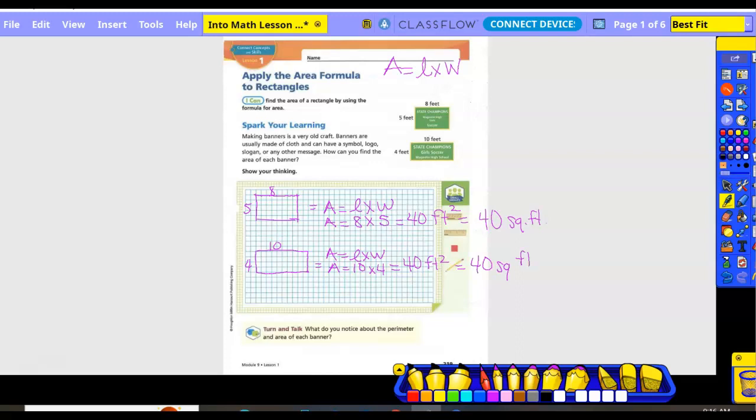So did we get the same answer for both of those? Yes. Are they the same shape? No. Okay, so they're both rectangles, but are they the exact same dimensions? No. Okay, so we got the same amount and just different dimensions.